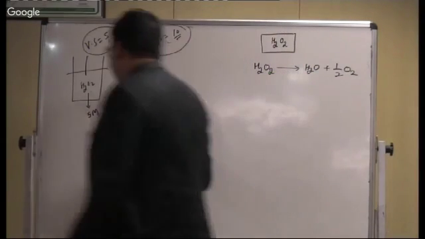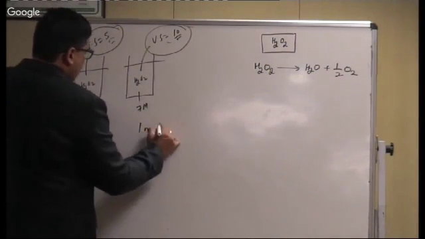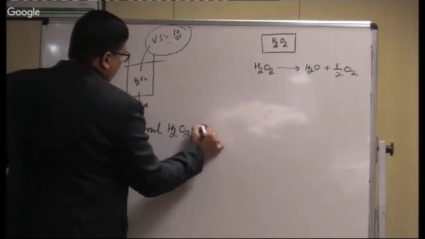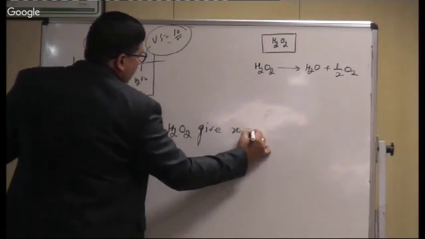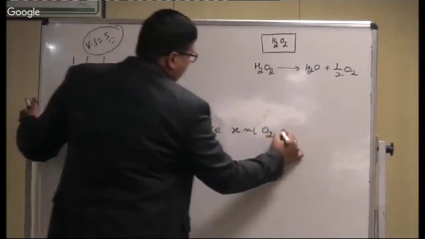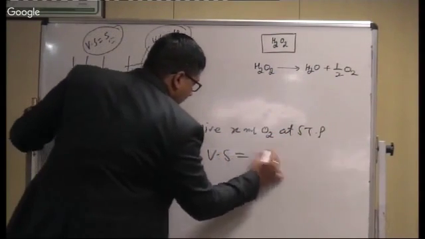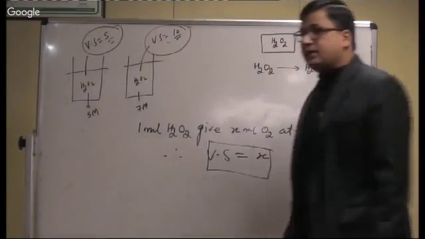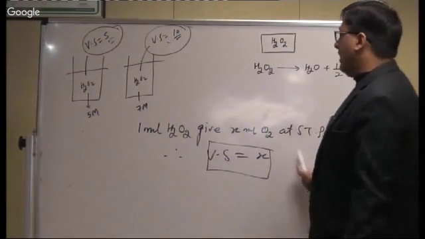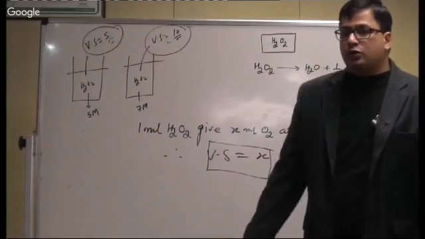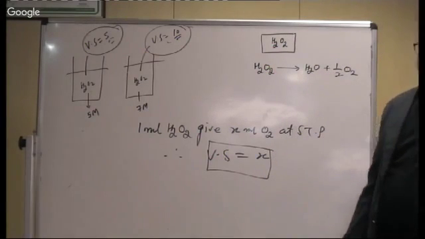If 1 ml of H2O2 gives X ml of oxygen at STP, then the volume strength is X. So it is very easy to calculate the amount of oxygen produced by that particular H2O2. Clear?